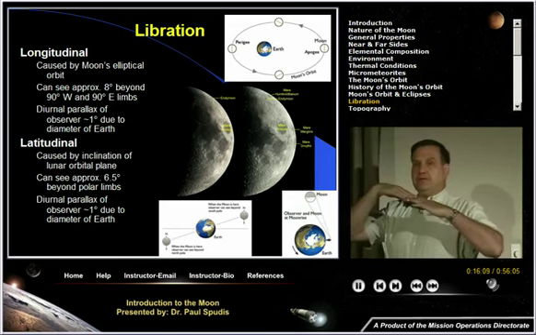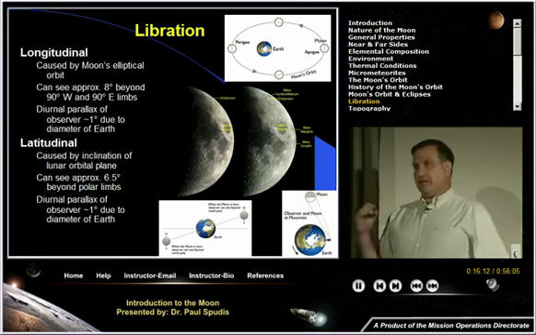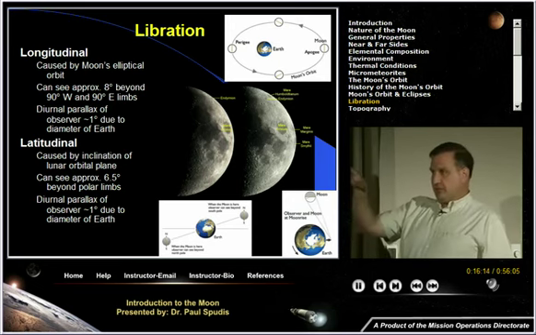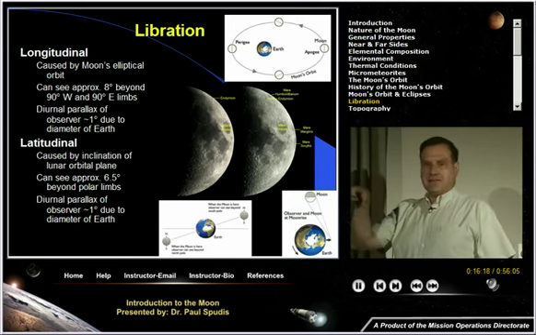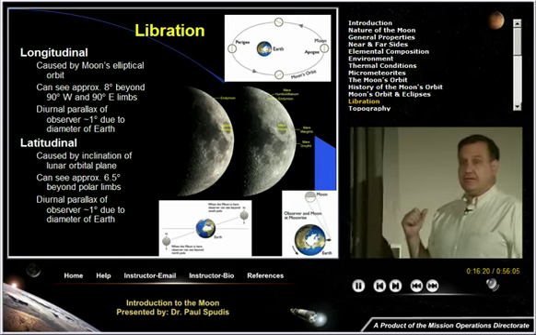Now, the other librational effect is latitudinal, and that's caused by the inclination of the moon's plane to the ecliptic and to the Earth. So effectively, you're peeking just past the underside of the moon and looking just over the top side of the moon. And that effect is about 6 degrees.